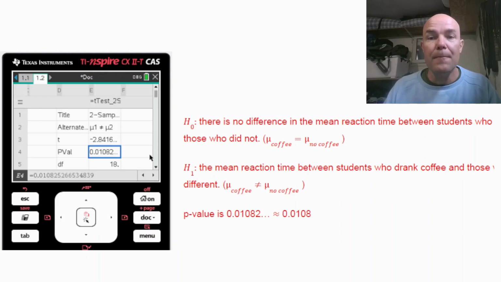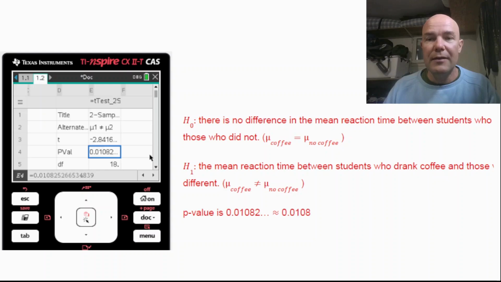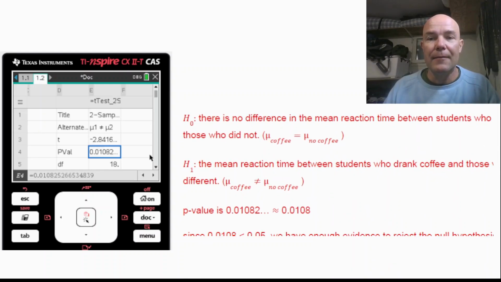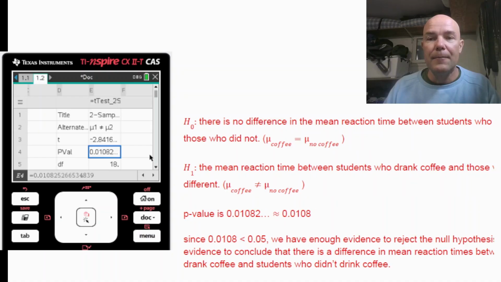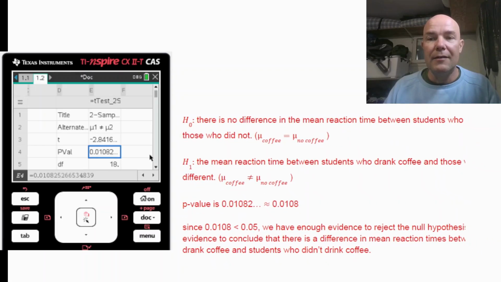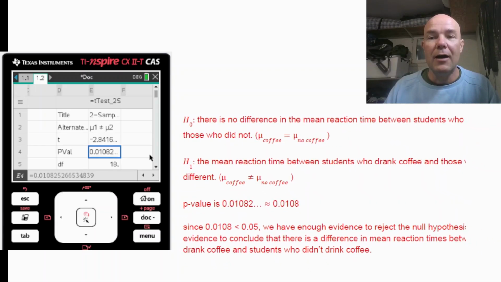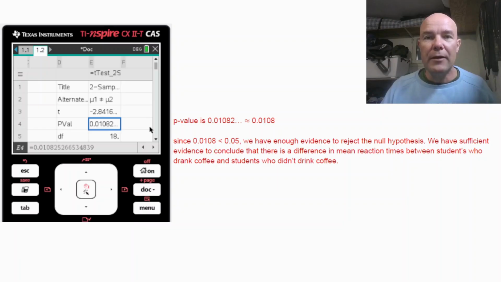So that's our p-value. Then we compare that p-value to the given level of significance. And since the p-value is less than 0.05, our conclusion will be that we have enough evidence to reject the null hypothesis. And so we go by the alternative hypothesis, which says that the mean reaction times for students who drank coffee and who did not are different.